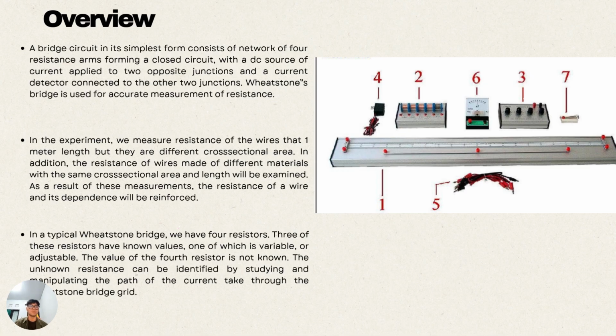In the experiment, we measured the resistance of wires that are 1 meter in length but differ in cross-sectional area. In addition, the resistance of wires made of different materials with the same cross-sectional area and length will be examined. In a typical Wheatstone bridge, we have 4 resistors. 3 of the resistors have known values, one of which is variable or adjustable. The 4th resistor is not known, and we are going to search for it.